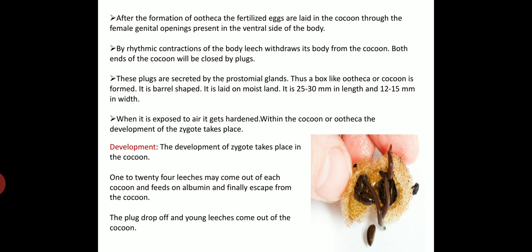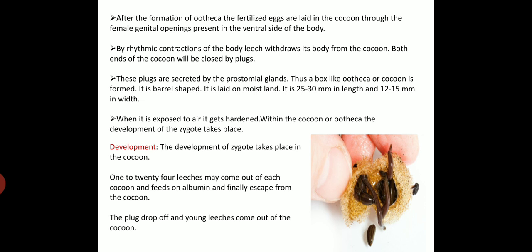After the formation of the ootheca, the fertilized eggs are laid in the cocoon through the female genital opening, which is present on the ventral side of the body. By rhythmic contraction of its body, the leech withdraws itself from the cocoon. Both ends of the cocoon will be closed by plugs. These plugs are secreted by the prostomial glands. Thus, a box-like ootheca or cocoon is formed.